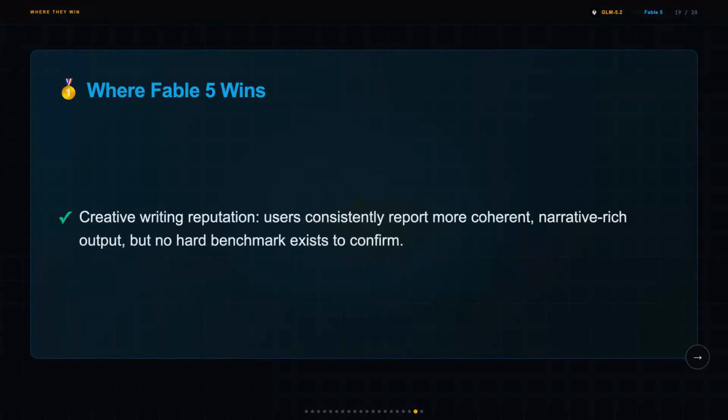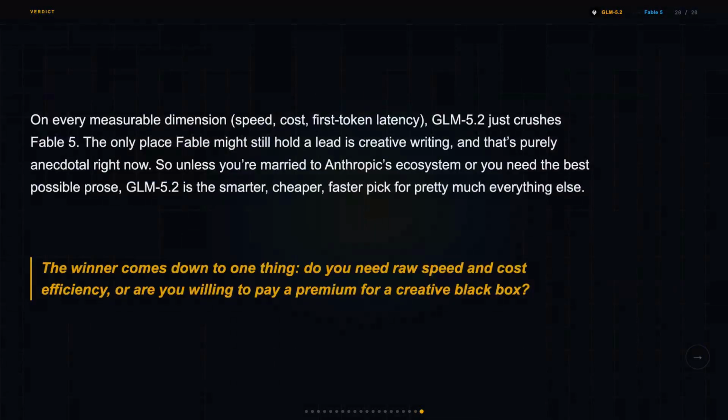Now where does Fable 5 win? Honestly, this one's tricky to call cleanly. Users consistently report more coherent, narrative-rich output, especially on creative writing tasks, and that reputation shows up across a lot of developer feedback, but there's no hard benchmark to back it up right now. So take it with a grain of salt because it's anecdotal, not verified.